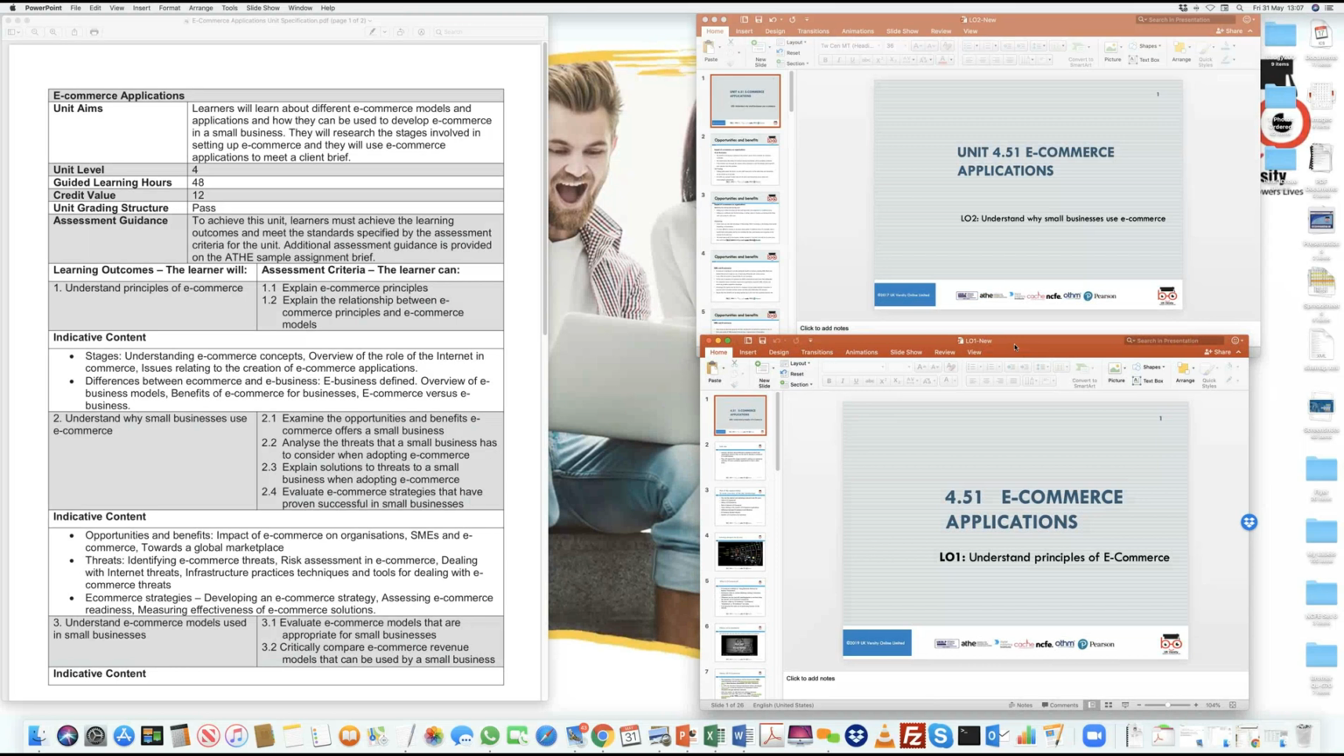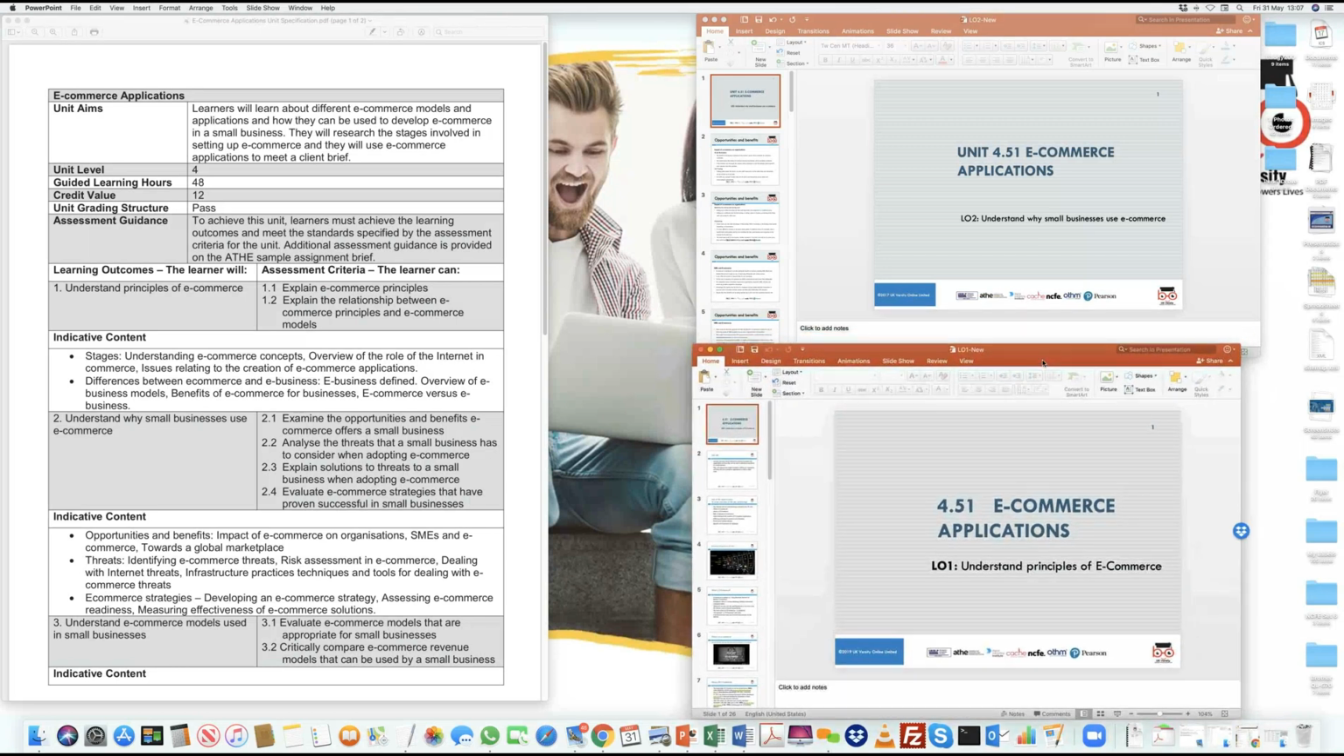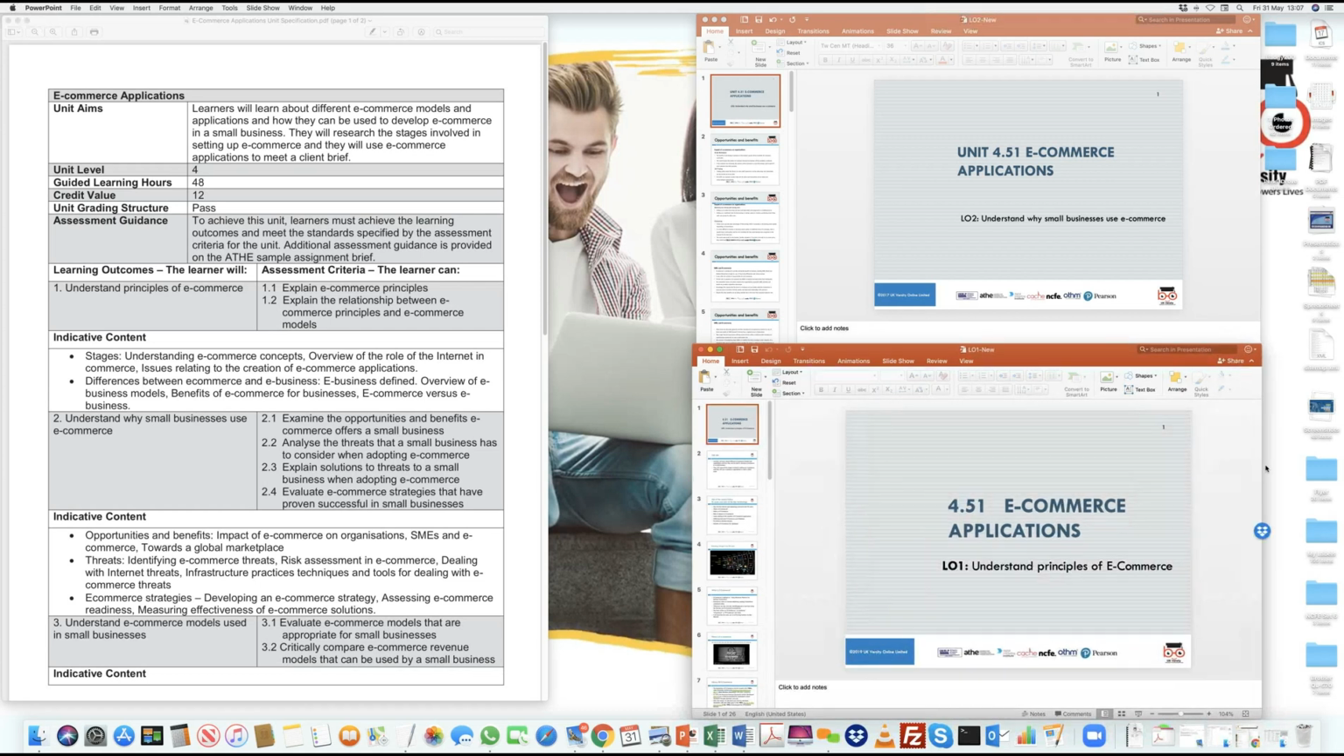Let's start off with this first learning outcome, the e-commerce application unit. Now, as I've said before, this is a very good unit to study. It's an interesting unit because today, we can't do away with most of the e-commerce applications that we see, whether it's shopping online, browsing the internet, or interacting with a lot of different platforms and websites. There is a lot of payment involved.